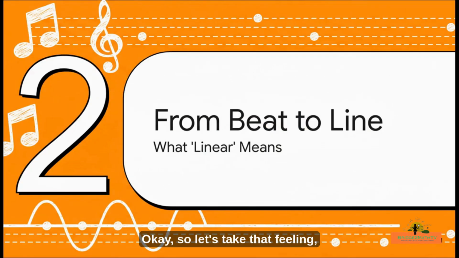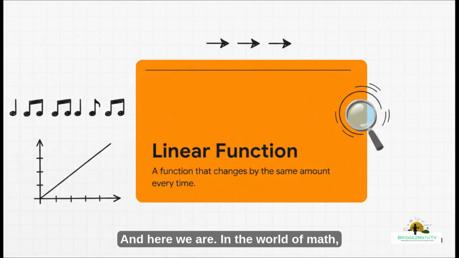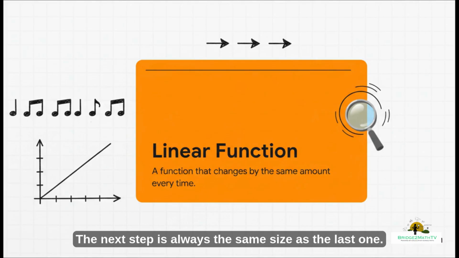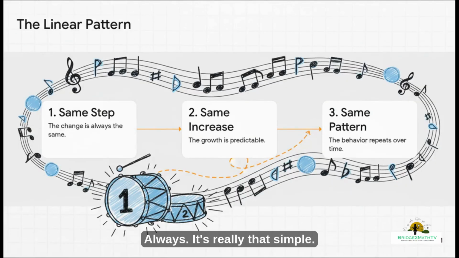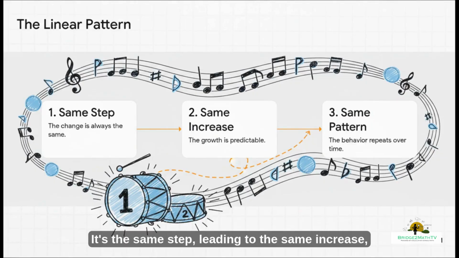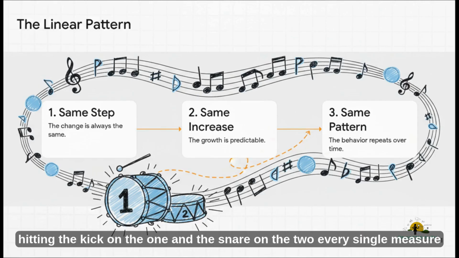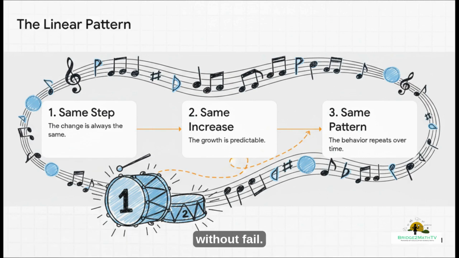Okay, so let's take that feeling, that idea from the music, and let's give it its proper mathematical name. And here we are. In the world of math, we call that steady repetition linear. It's all about a constant rate of change. It doesn't matter where you are in the function, the next step is always the same size as the last one. Always. It's really that simple. It's the same step leading to the same increase, creating the same pattern over and over. It's just like a drummer who's perfectly in the pocket, hitting the kick on the 1 and the snare on the 2 every single measure without fail.